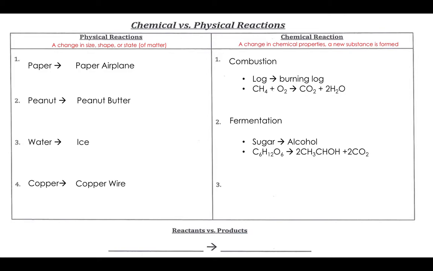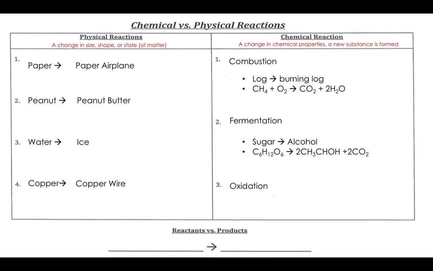You should see there that chemical reaction in the second bullet point, C6H12O6, our glucose molecule, right, gets chemically changed into an alcohol, which is that 2CH3CHOH, and then also producing carbon dioxide. Once again, the glucose has completely gone through a chemical change. A new substance or substances have been formed.